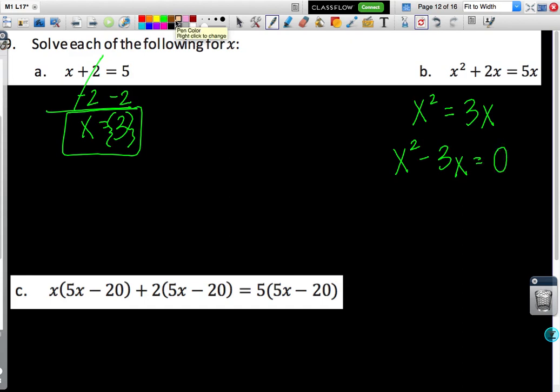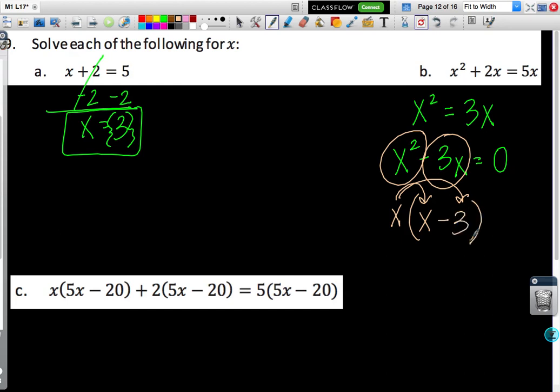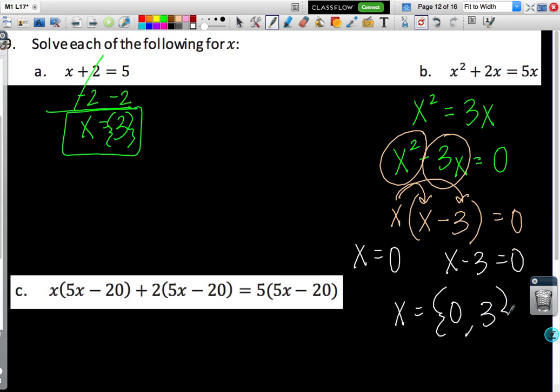Look at what's common between these two terms. x. Then ask yourself, x times what gives you x squared? x times x does the job. x times what gives you negative 3x? x times negative 3 would do that. And now you have two factors. Set your factors equal to 0 and solve. So your solutions are 0 and positive 3.